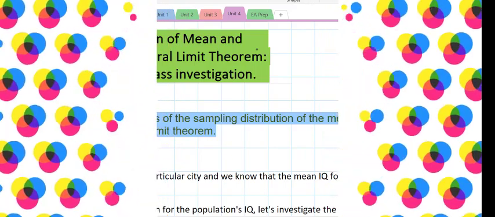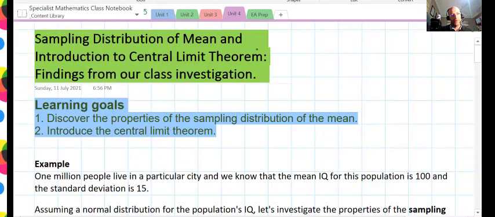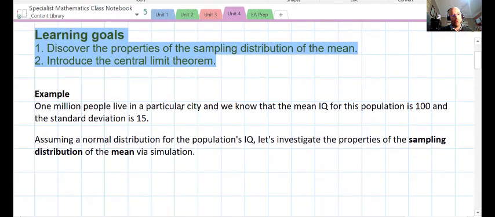Okay, sampling distribution of the mean, and we're going to look at the central limit theorem. We've got an introduction to it, and we had a classroom investigation and we came up with some of these observations. So we're going to build on what we did in class. Learning goals are to discover the properties of the sampling distribution of the mean and introduce the central limit theorem.